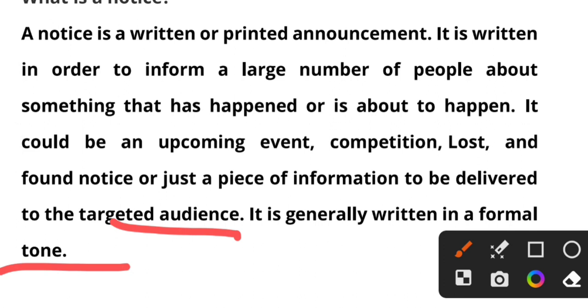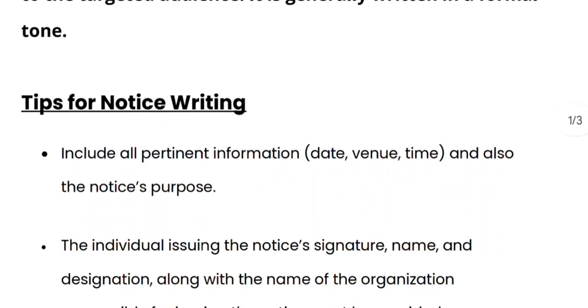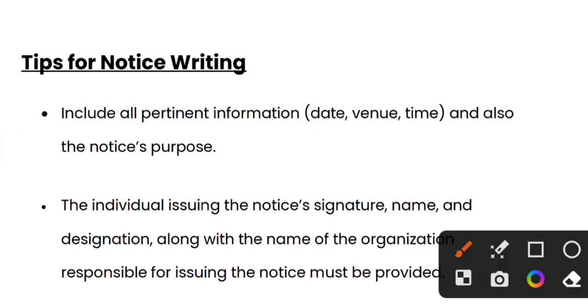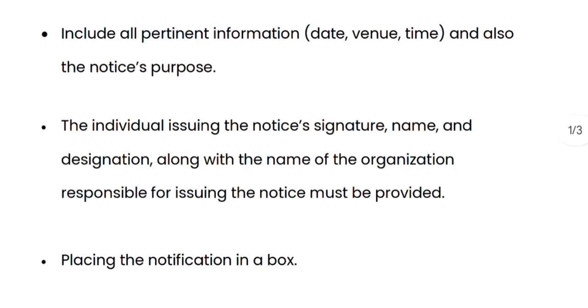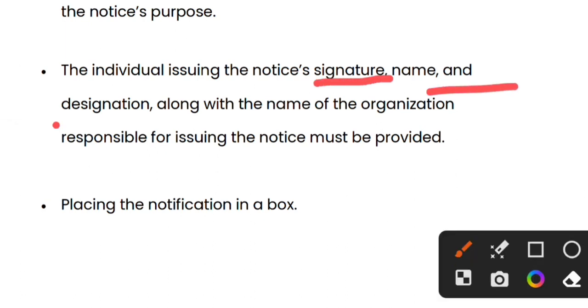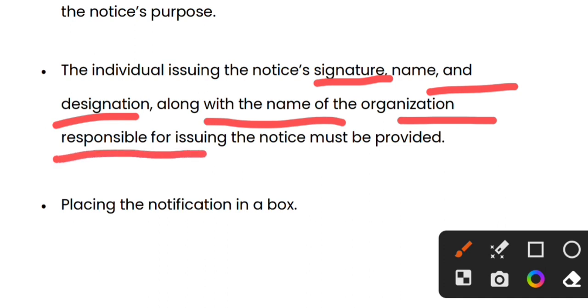Okay, now next I'll discuss the tips for notice writing with you. First of all, include all the pertinent information like date, venue, time, and also the notice purpose. Purpose of the notice, why you are writing a notice, it must be written there. Next, we have the individual issuing the notice. Signature, name, and designation along with the name of the organization responsible for issuing the notice must be provided.